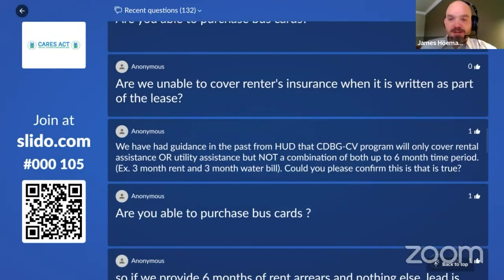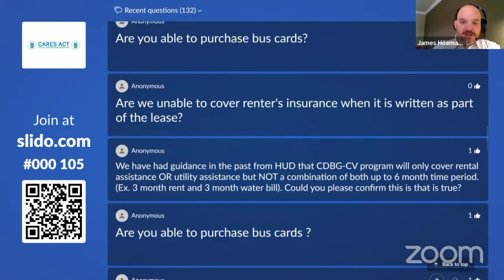We've had guidance in the past from HUD that the CDBG-CV program will only cover rental assistance or utility assistance, but not a combination of both up to a 6 month time period. Example, 3 months of rent, 3 months of water bill. Can you please confirm this? Is this true? Those are actually two separate activities, and you would need to design them as such. There's nothing that I would say would keep you from doing that, but you need to look at emergency payments as a whole. That's sort of your umbrella activity. If you want to have an arm set up for rental arrears and a different one for, say, utilities, then you need to think about where that fits into the context of emergency payments itself.